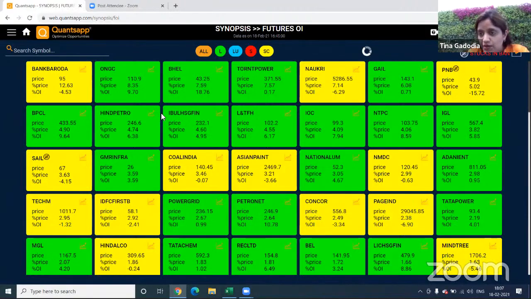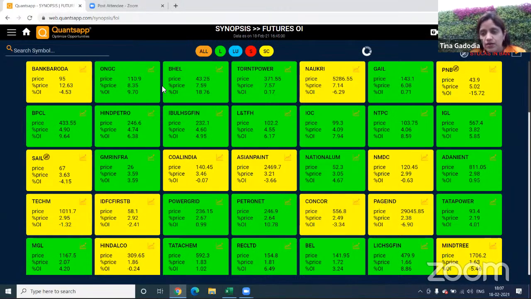The OMC stocks were under the limelight. So the green means there's a long build-up, where the price was going higher along with the OI up. That means fresh interest was seen in the stocks. Yellow is basically the price going higher, but the OI is reducing. So it's basically called short covering.